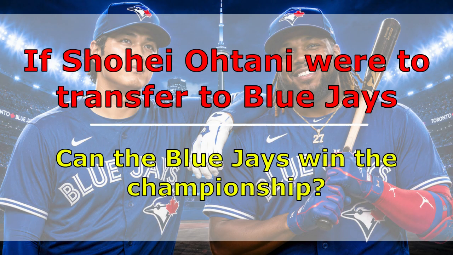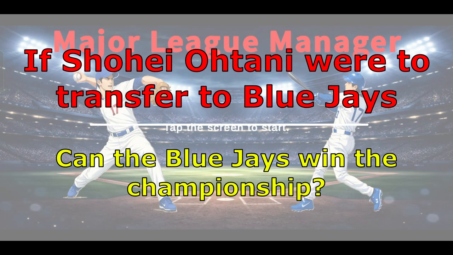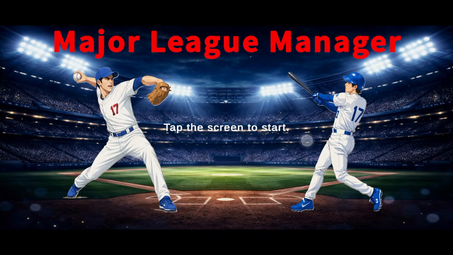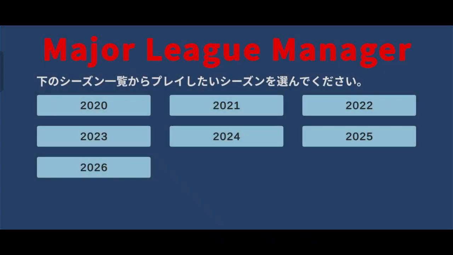In this video, we're going to simulate what would happen if Shohei Ohtani were traded to the Toronto Blue Jays for the 2026 season. We'll be using Major League Manager for this simulation.